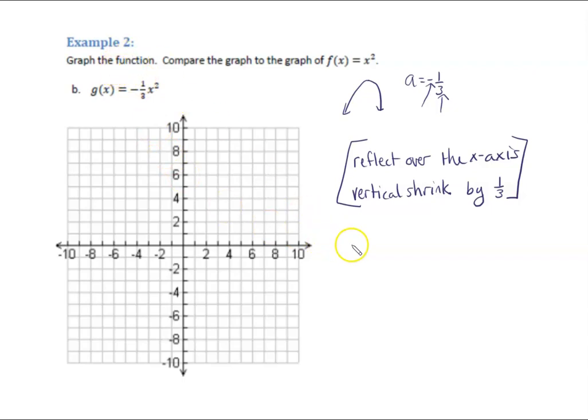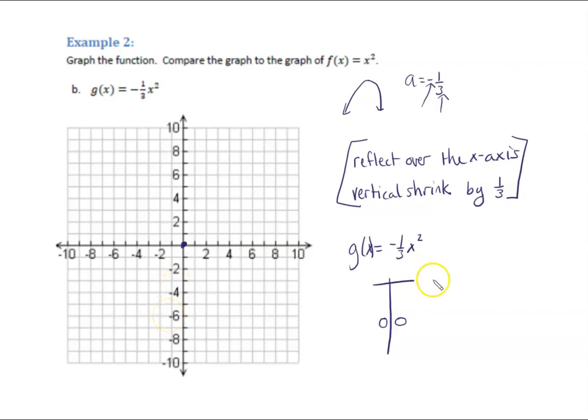So the function is g of x equals negative 1/3 x squared. Because I only have a number in front of my x squared, I still know that the vertex for now is going to be at 0. So if I plug in 0, then the vertex is at 0, 0. I also know that it's going to open down. So let's try some points to plug in.